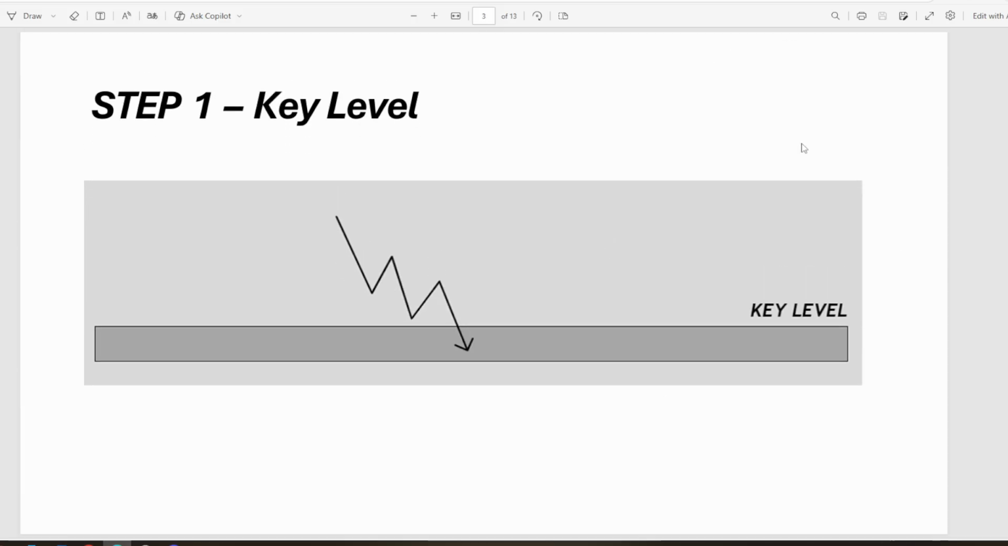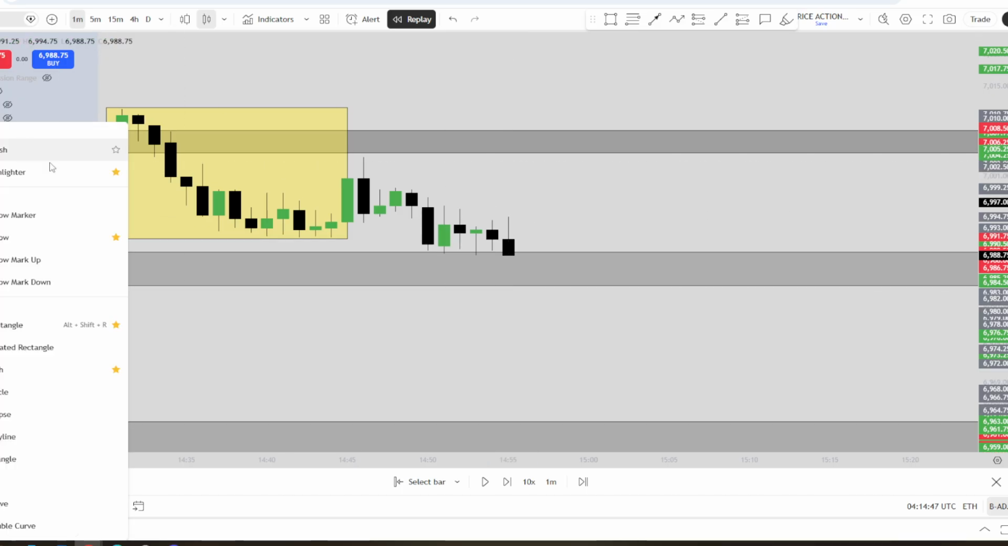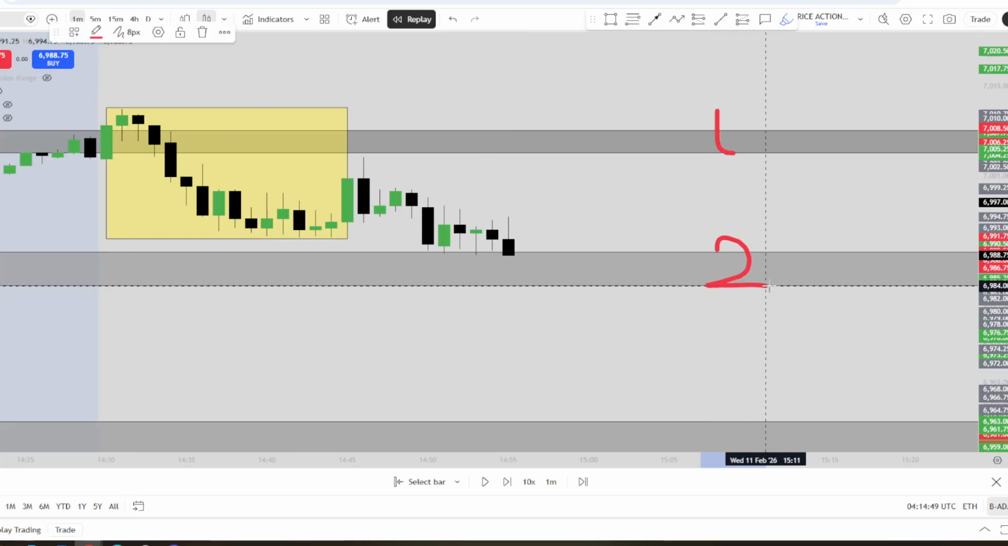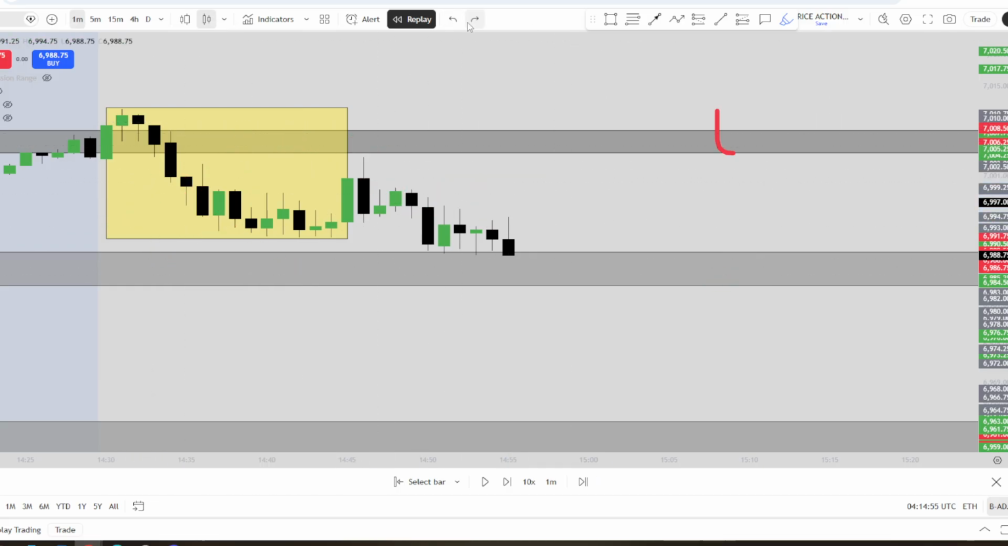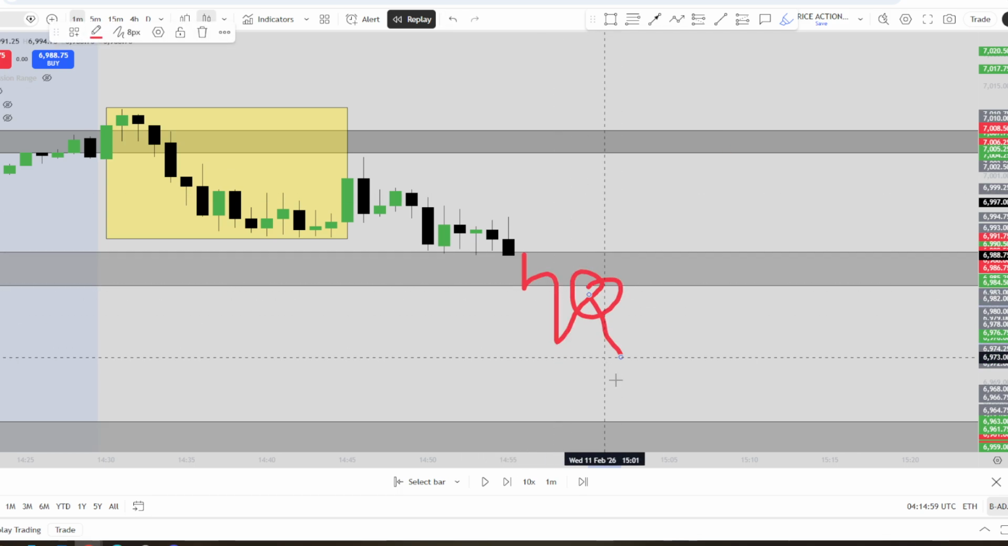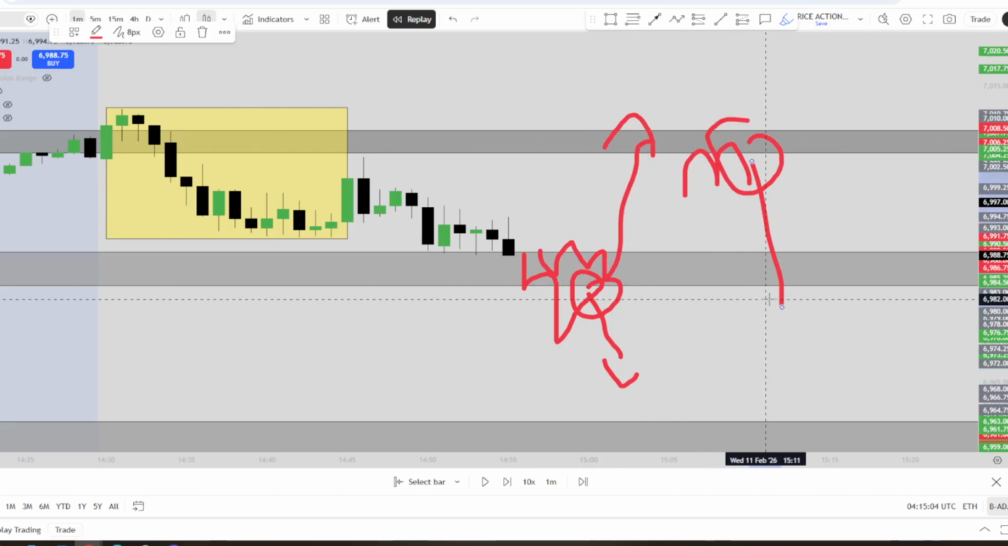So step one is a key level. That's the first thing you're looking for. Until we tag into one of these levels over here, so 1, 2, I'm not looking to trade. I don't trade any of this. It doesn't matter what the ORB is doing. I do not trade where there's not a key level. So I'm looking for a break and retest to go short, or a break and retest to go long, or a break and retest here to go short.